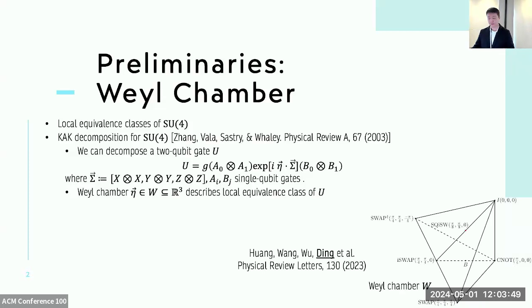You can see very familiar 2-qubit gates, such as identity or swap or CNOT. These are actually the local equivalence classes of these gates. So for example, CNOT and CZ will map to the same point in the bottom right corner.